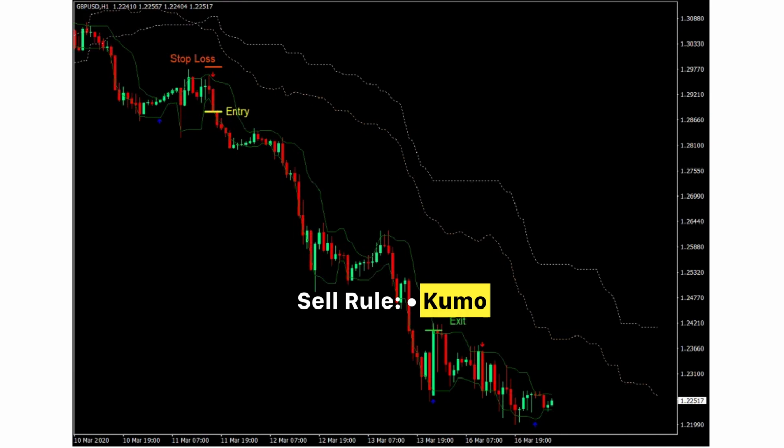Sell rule. Kumo is bearish, Span A below Span B, price plus Lukas channel below the cloud. Lukas 1 plots a down arrow, enter short. Stop above recent resistance, swing high. Exit when an up arrow appears.